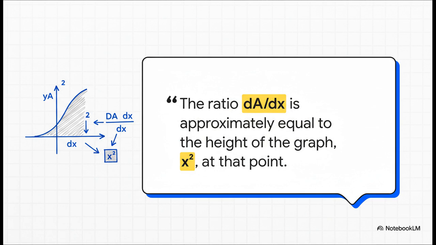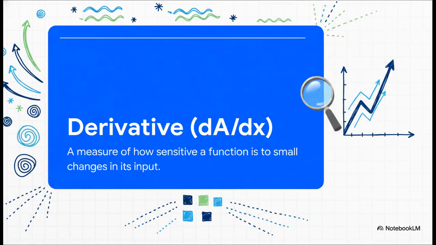Now watch this. If we do a little bit of algebra and just divide both sides by dx, we find that the ratio of the change in area to the change in x is just the height of our original function. This ratio, dA over dx, this is the other huge idea in calculus. It's called the derivative. And a derivative is just a very precise way of measuring a rate of change. It tells you exactly how sensitive a function is to tiny little nudges of its input.